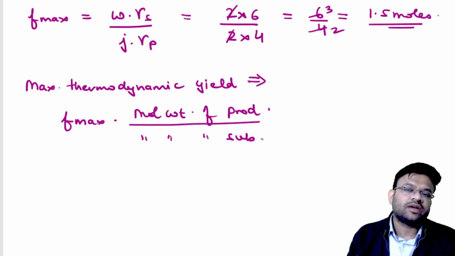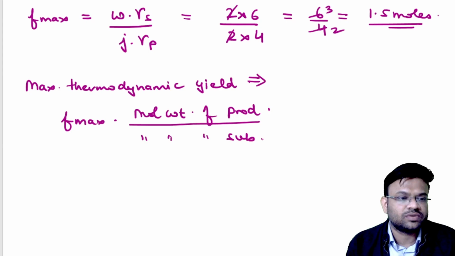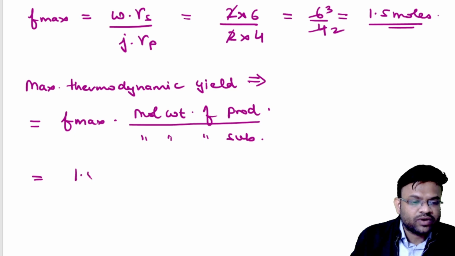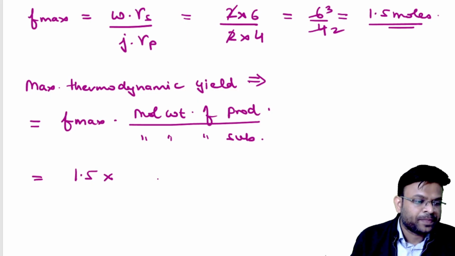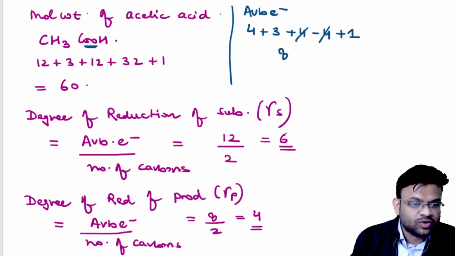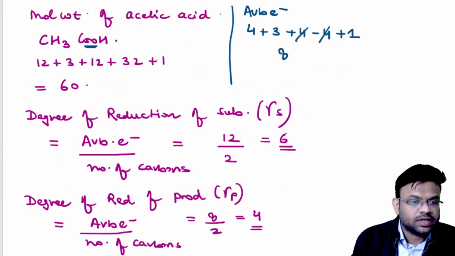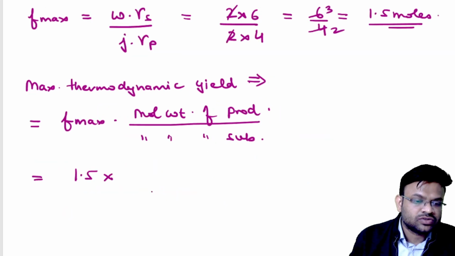I have already calculated the molecular weight of the product and substrate in the initial portion of the question only. So there is absolutely nothing left to do now. F max we have already calculated, it was 1.5. Molecular weight of the product was 60, and molecular weight of substrate was 46. So it was 60 and 46.